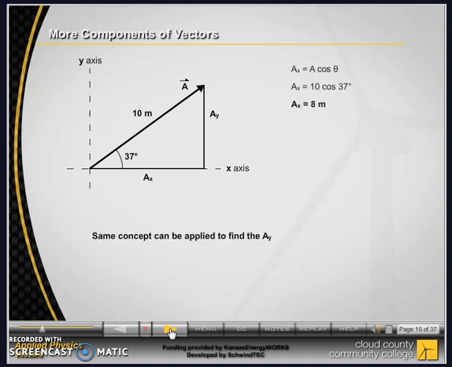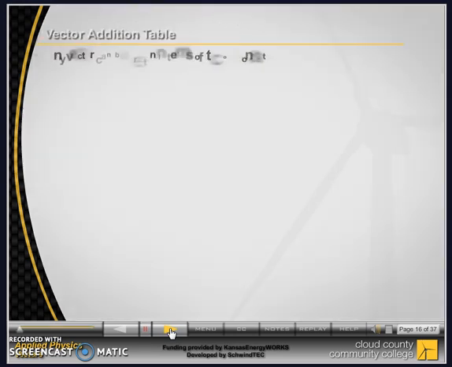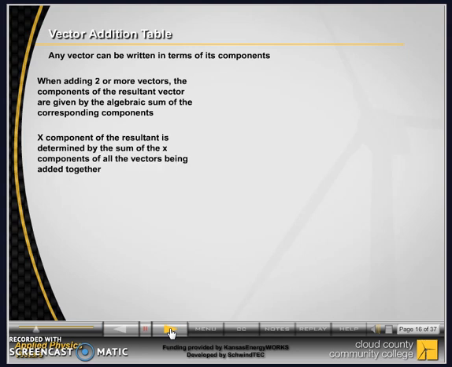The same concept can be applied to find the y component of A, this time using the definition of the sine of an angle as the side opposite the angle divided by the hypotenuse. Any vector can be written in terms of its components. When adding two or more vectors, the components of the resultant vector are given by the algebraic sum of the corresponding components. In other words, the x component of the resultant is determined by the sum of the x components of all the vectors being added together.